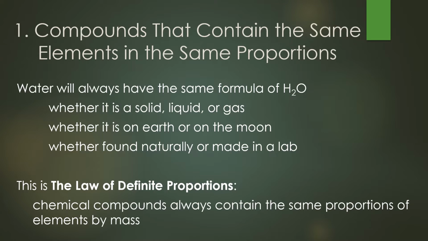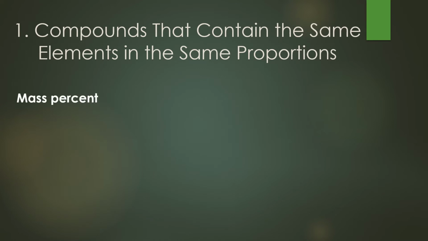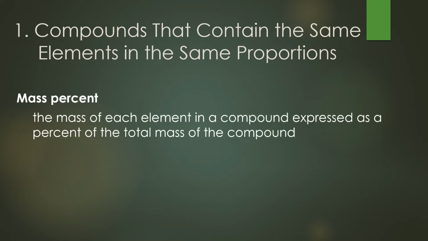Next, we will look at what that means when we do calculations. We're going to talk now about mass percent. Mass percent is defined as the mass of each element in a compound expressed as a percent of the total mass of the compound.